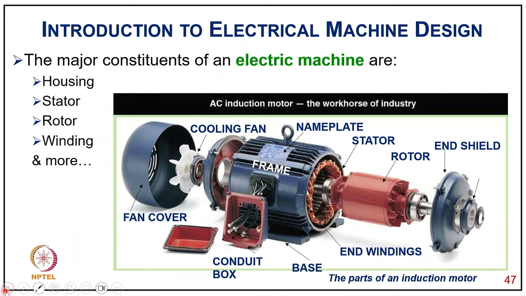Well, coming to the major constituents of electrical machines: typically the housing, as you can see here in the photograph, then the stator, followed by the rotor, and the windings, normally in the stator. Many more parts like fan covers, end shield, nameplate, junction or conduit box, end windings, base, and frame size.